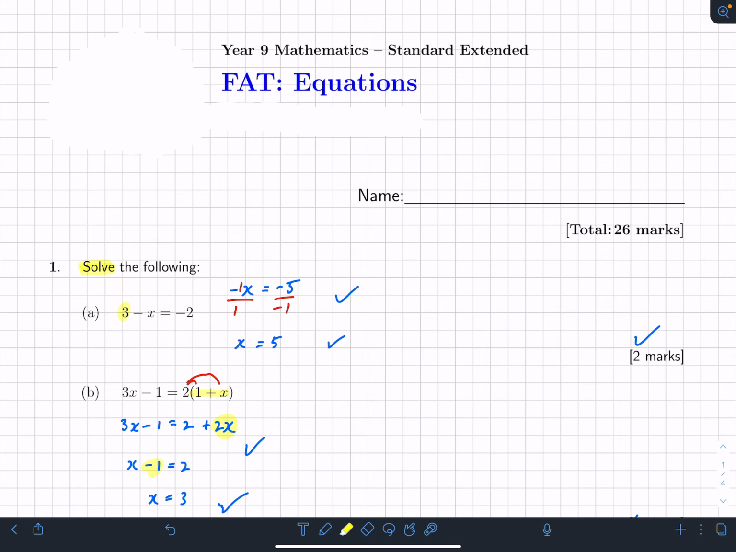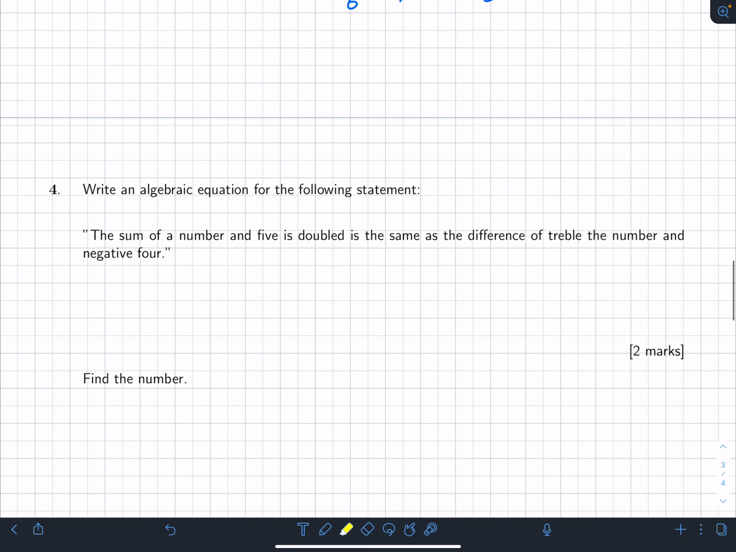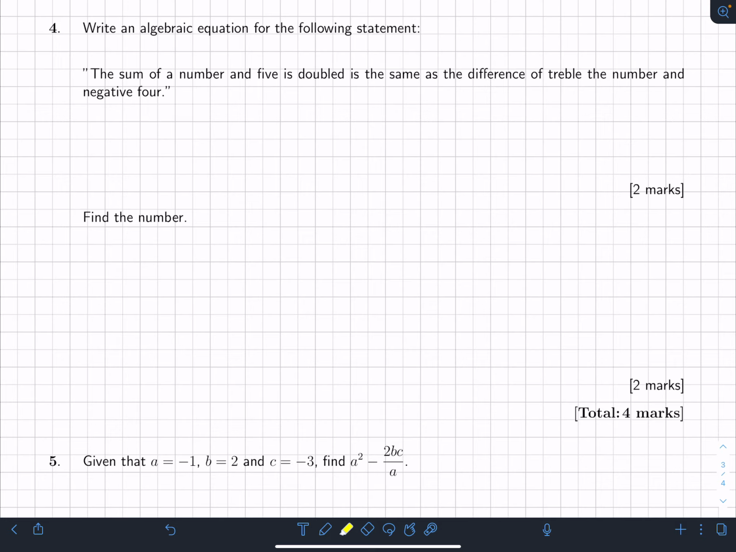Okay, welcome back to our formative assessment test of equations for our standard extended class, and we are looking now at question 4. So this is the fourth video in solving these questions.